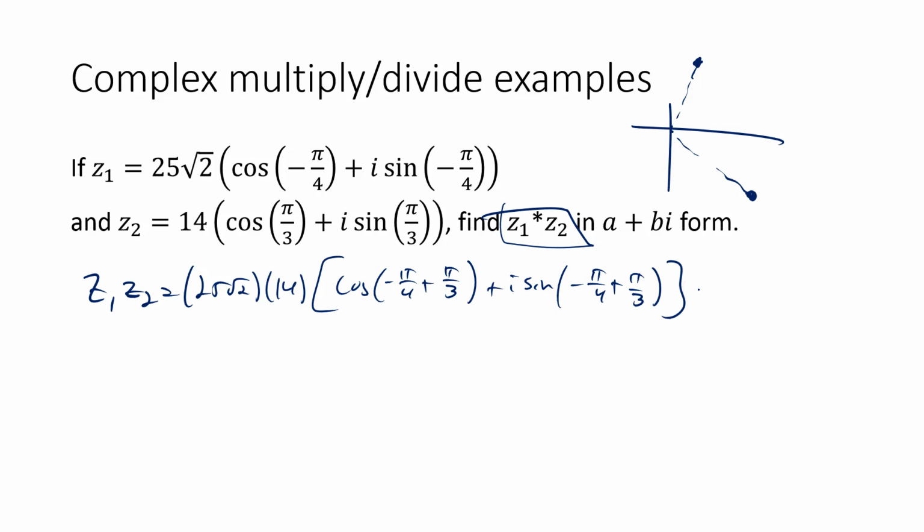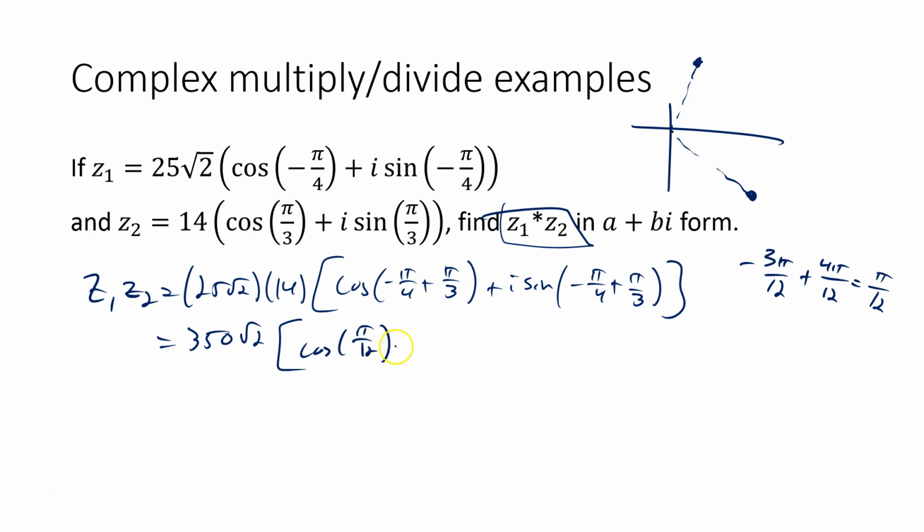Now let's actually see what this is. 14 times 25. If you have 14 quarters, how much money is that? Well, 12 quarters would be $3, so 14 quarters is $3.50. So this is 350 root 2 times cosine of negative pi over 4 plus pi over 3. That would require a common denominator of 12. So this is negative 3 pi over 12 plus 4 pi over 12. That gives us 1 pi over 12. So we have cosine pi over 12 plus i sine pi over 12.